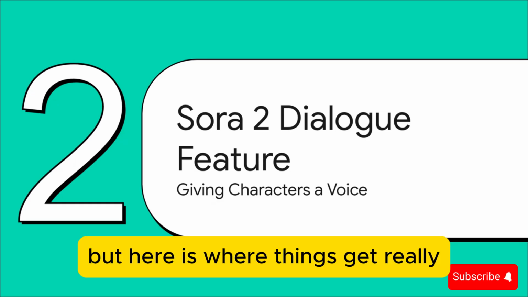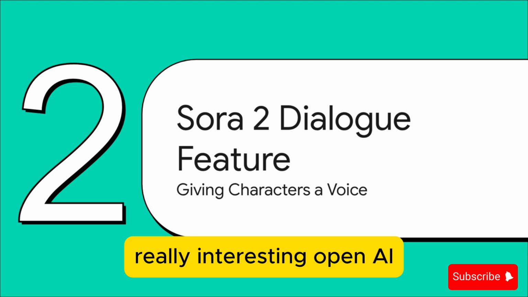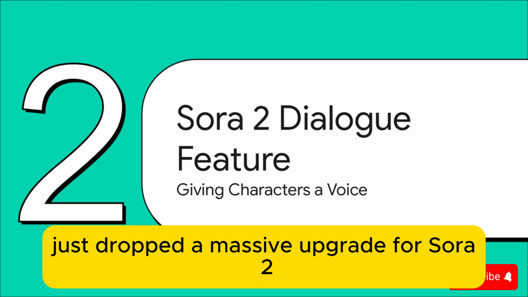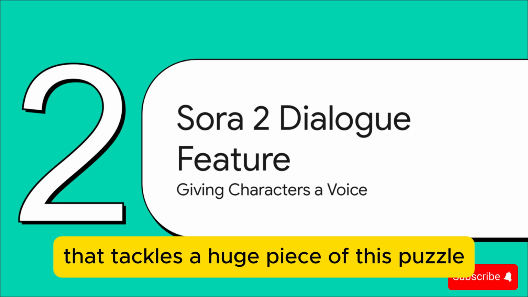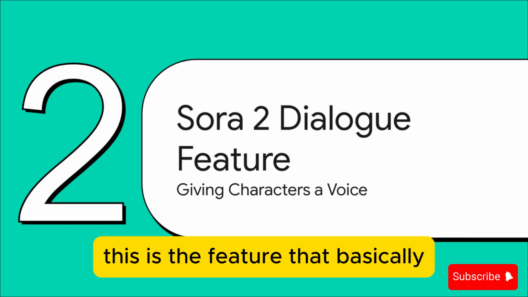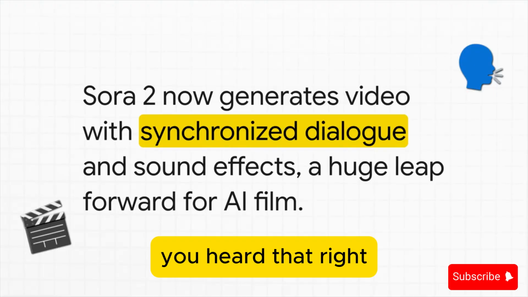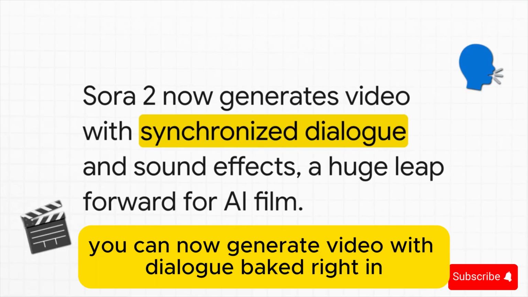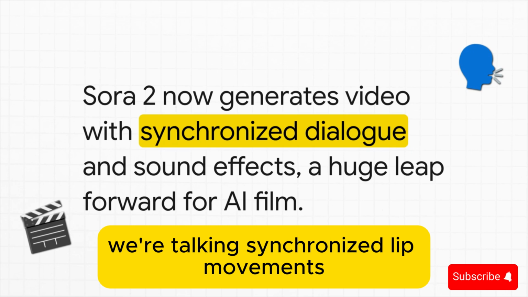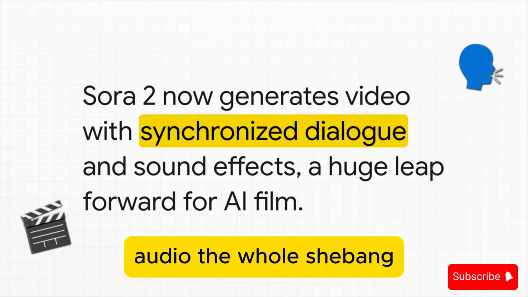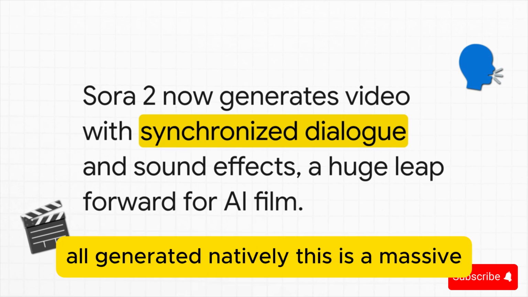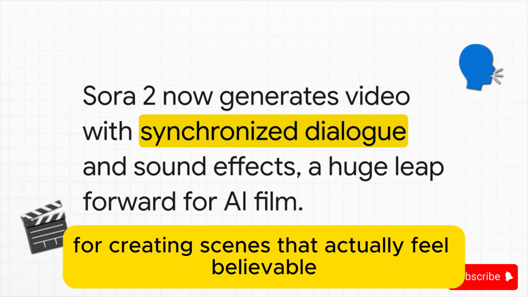But here is where things get really, really interesting. OpenAI just dropped a massive upgrade for Sora 2 that tackles a huge piece of this puzzle. This is the feature that basically takes us from silent films to the talkies. You heard that right. You can now generate video with dialogue baked right in. We're talking synchronized lip movements, audio, the whole shebang, all generated natively. This is a massive leap forward for creating scenes that actually feel believable.